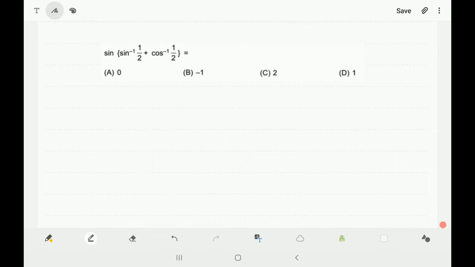In this problem, you have to solve sine of sine inverse half plus cos inverse half. First method is you can write sine inverse half as pi by 6, because sine 30 is half. Cos inverse of half will be pi by 3. So it will be sine of pi by 2, because 30 plus 60 will give us 90, which is sine pi by 2, and the output is 1.